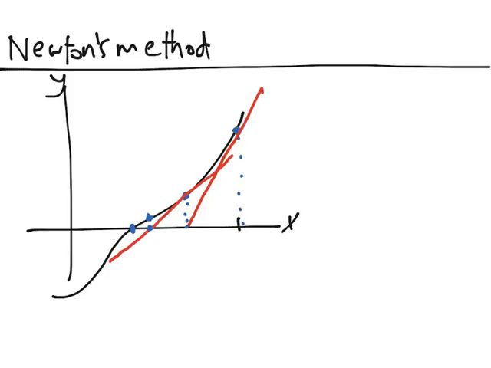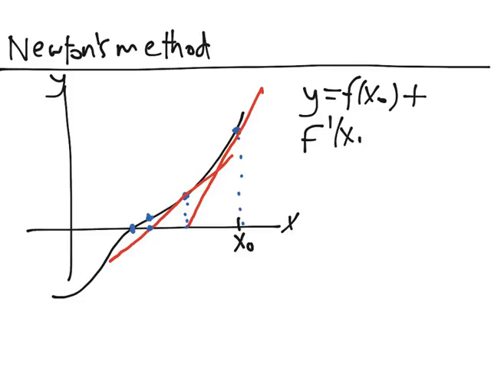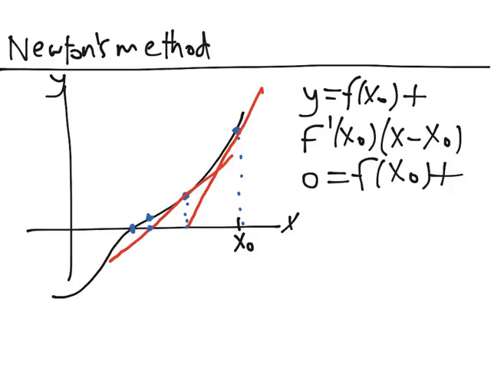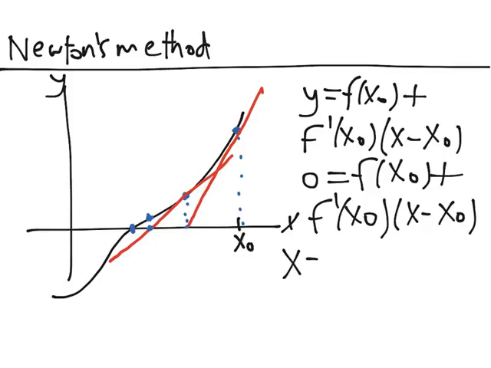So now that I've given you an idea of what this method is about, let's do the math behind it. So let's assume that the starting point was x0. Then the equation of our tangent line is going to be y is equal to f of x0 plus f prime of x0 times x minus x0, as we saw before. Now since our goal is to find the zero of this function, we set this equal to 0. We have 0 equals f of x0 plus f prime of x0 times x minus x0, and we solve for x.